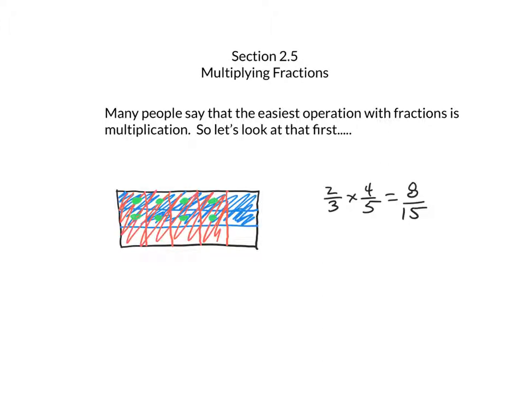Notice, if I just go through and multiply straight across, 2 times 4 gives me my 8, 3 times 5 gives me my 15. So, multiplying a fraction by a fraction is really easy. Just multiply the numerators, and then multiply the denominators. You just need to make sure that your final answer is in lowest terms. And in this case, 8/15 is in lowest terms.